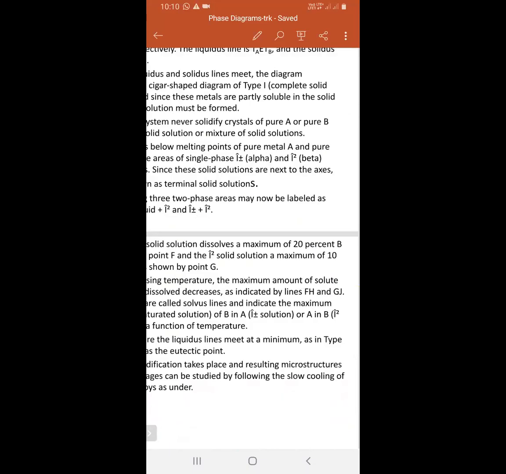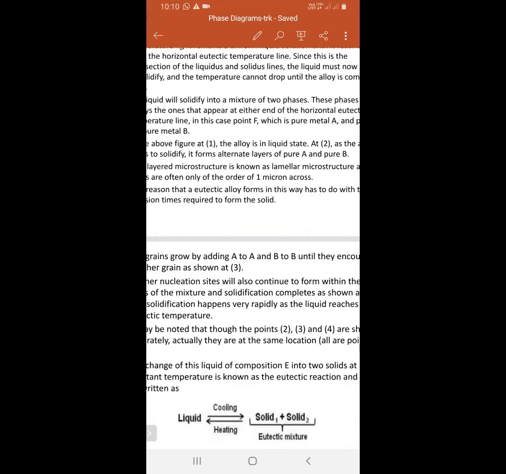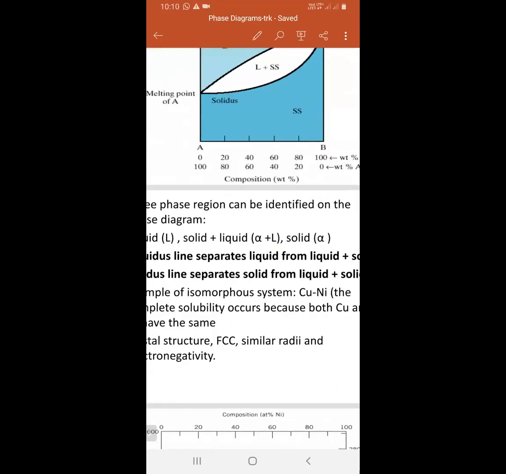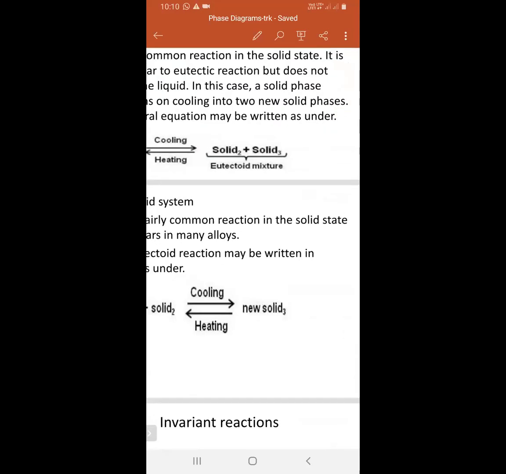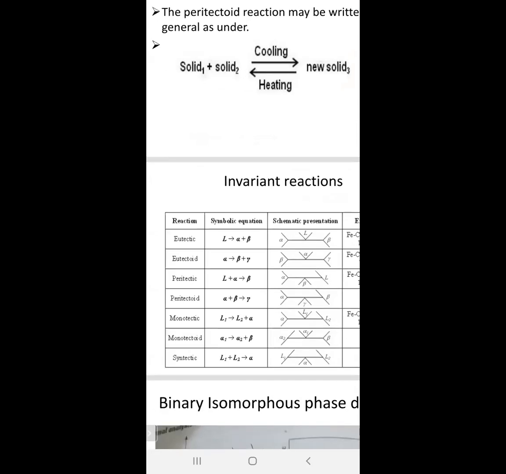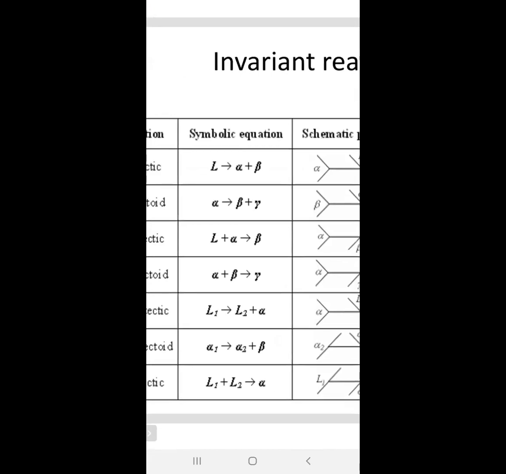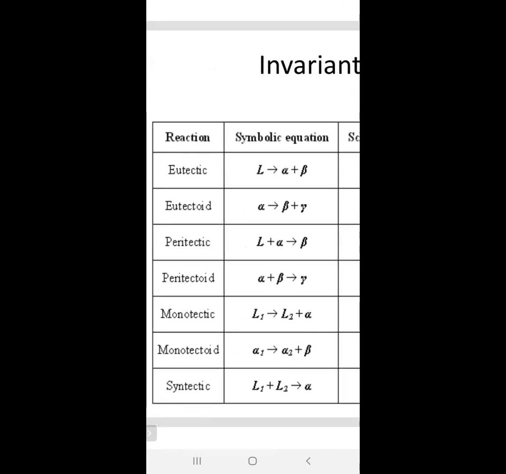Liquid plus alpha gives beta. Peritectic means liquid plus alpha gives beta. Just remember all of you, this is the standard reaction for a peritectic system. First, all of you remember these invariant reactions.